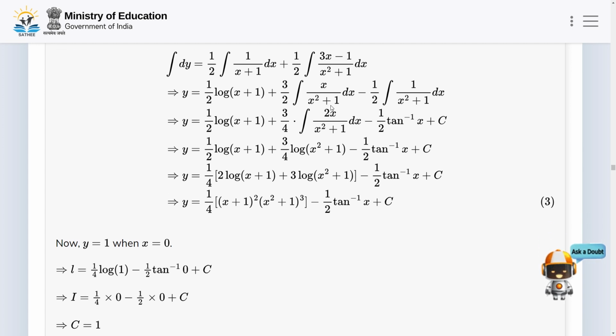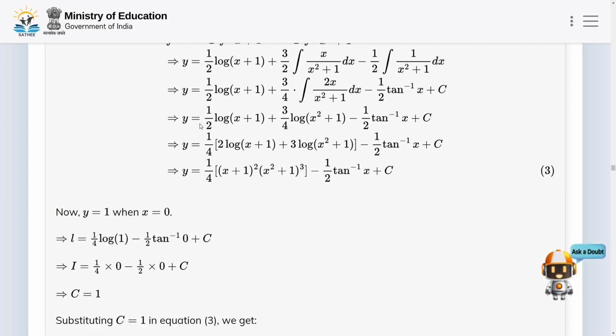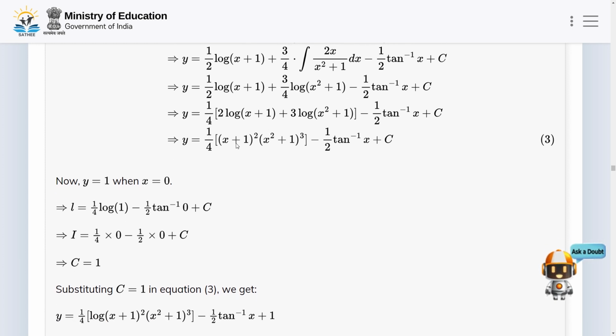The first integral can be easily found by multiplying the numerator and denominator by 2, and then substituting x square plus 1 as t. You will get log of (x square plus 1). And the other is a direct integration, which is tan inverse x. Now simplify and apply the log properties. You will get y is equal to 1 by 4 log of (x plus 1) whole square multiplied by (x square plus 1) whole cube, minus 1 by 2 tan inverse x plus c.